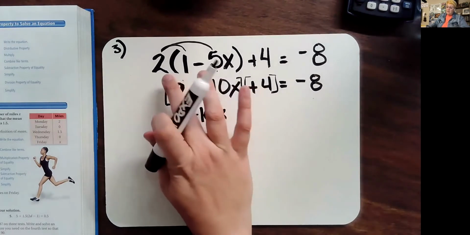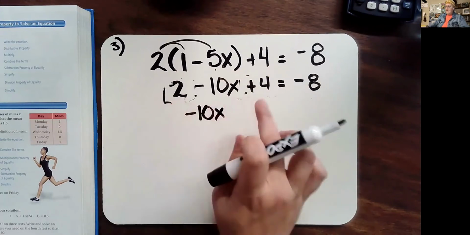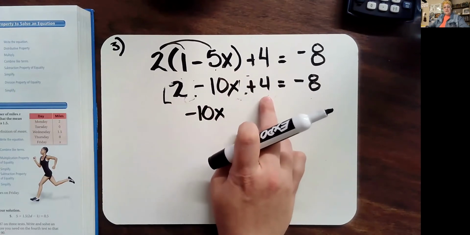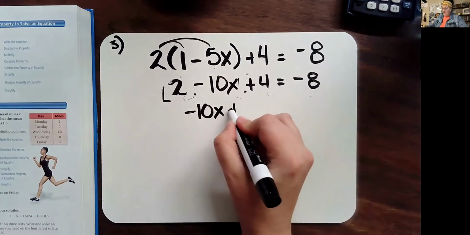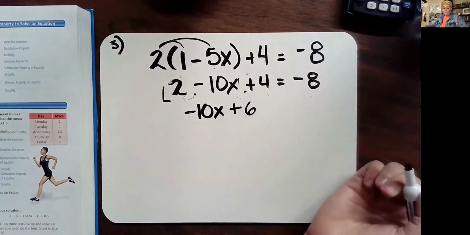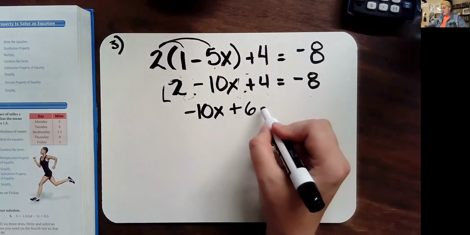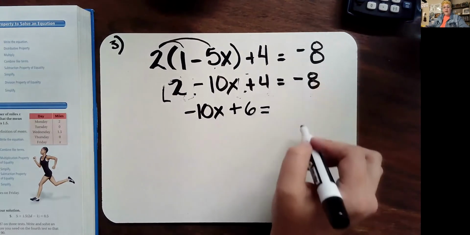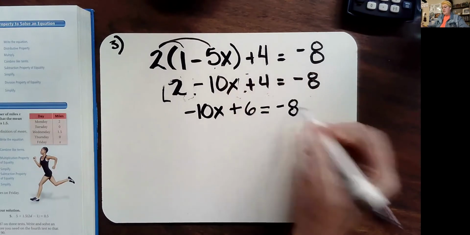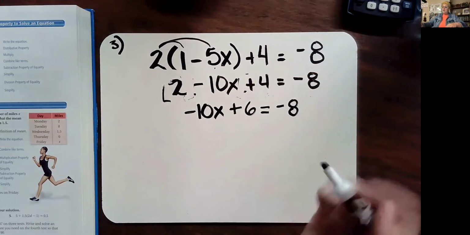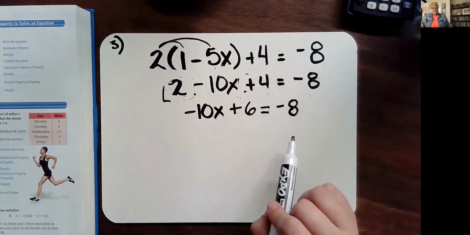The other 2 things we can combine are the 2 here at the beginning and the 4. And we know that the 4 is a positive 4. So 2 plus 4 is our positive 6. So negative 10x plus 6 equals, we haven't done anything over here yet. We haven't even worried about this side of the equal sign yet. So our -8 stays the same. So we're whittling down to get to this skill that we already know how to do.